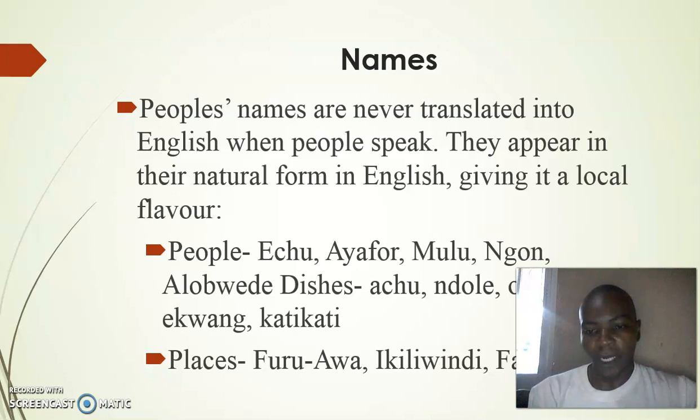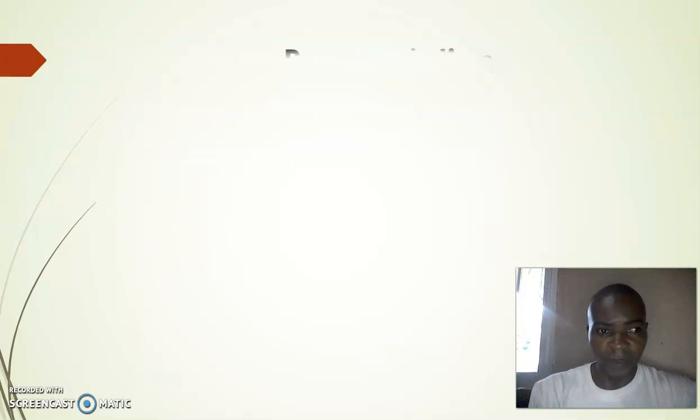Places: Furawa, Ekiliwindi, Fako, Kumba, and others that you can just begin to name. We have so many places that are not found anywhere on earth, that you don't have any of those pronunciations anywhere. They are strictly Cameroonian, and when you speak, they will know that that is a place in Cameroon. I don't know any Furawa that is found anywhere in the world. I don't have any Kiliwindi that is found anywhere. I don't know, probably it may be found somewhere, but that is what we are talking about. So those are the influences.